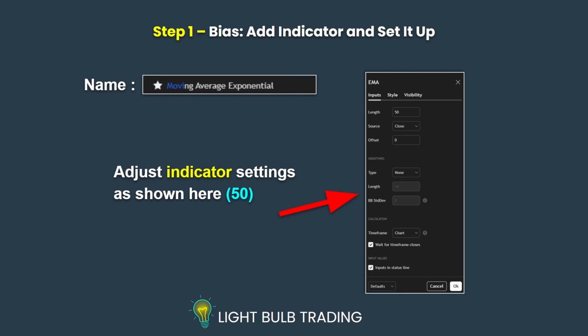So step 1, we're going to be identifying the bias. To do so, you're going to go over to TradingView.com and search moving average exponential. And you're going to adjust the indicator settings as shown here. All I've done is change the length to 50 and I've made the indicator white. So the EMA is white.